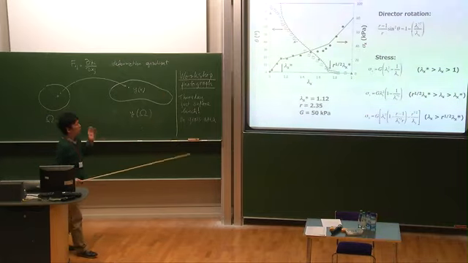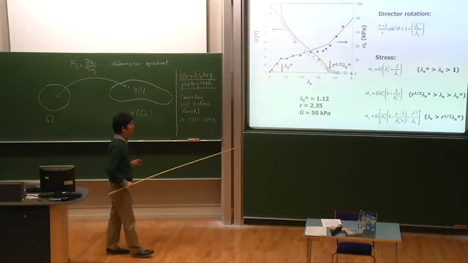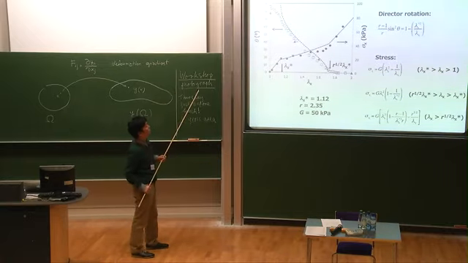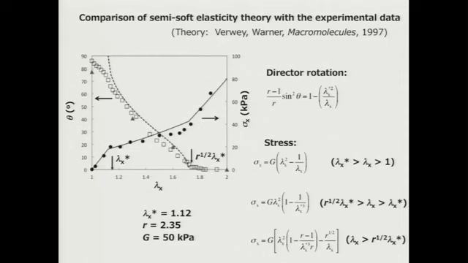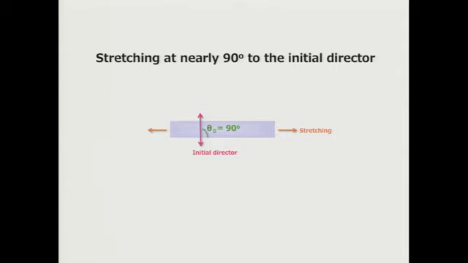So actually, these data are successfully explained by the semi-soft elasticity theory by the group of Warner. I won't go into the details of the theory, but this solid line is a result of fitting. So anyway, in the case of uniform process of director rotations, the theory does work. And so the next is the case of the stretching at nearly 90 degrees to the initial director.